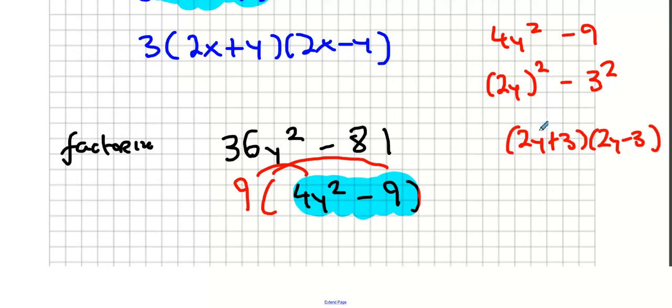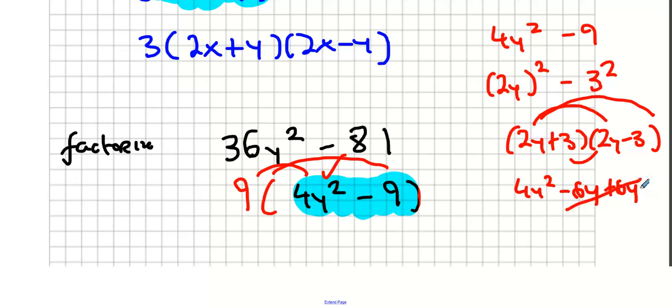And look what happens when you multiply it back out. What's 2y multiplied by 2y? 4y squared. 2y by minus 3. Minus 6y. There's your plus 6y. Minus 6y and plus 6y cancel. 3 by minus 3. Minus 9. And see the way it turns back into it? So what's your answer, lads? 2y plus 3 and 2y minus 3.